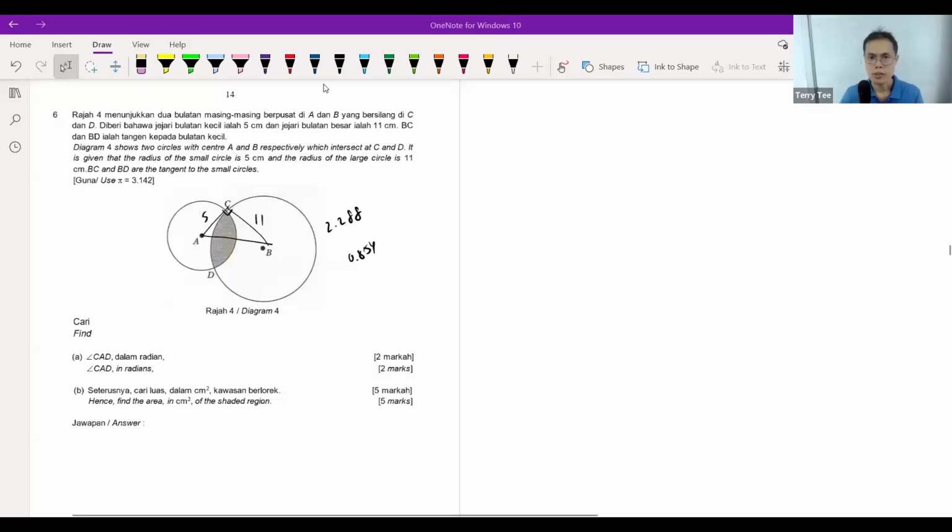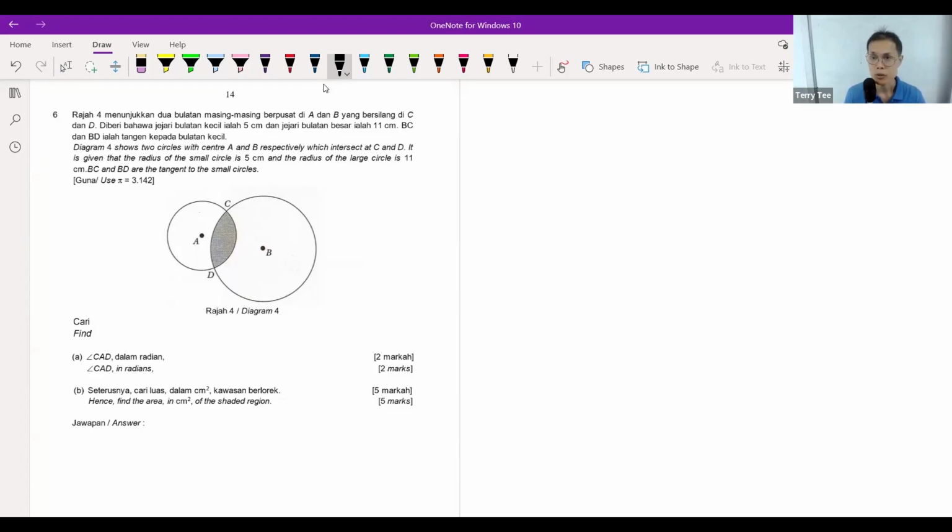Okay, this is question number 6, from Form 5, Chapter 1, Circular Measure. So we start off by finding the angle CAD. You're given two circles with centers A and B. They intersect at points C and D.